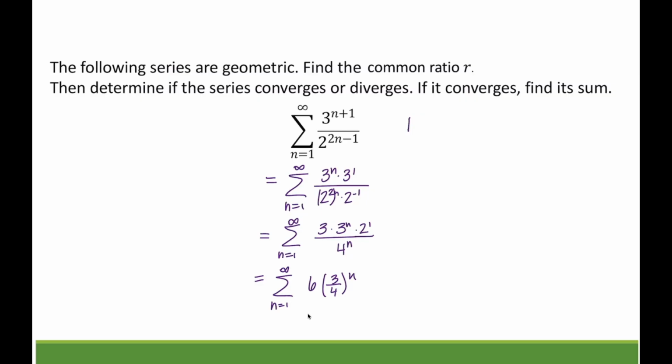So my r value is 3/4. The absolute value of r is 3/4, which is less than 1. So this is geometric and converges. And what does it converge to?